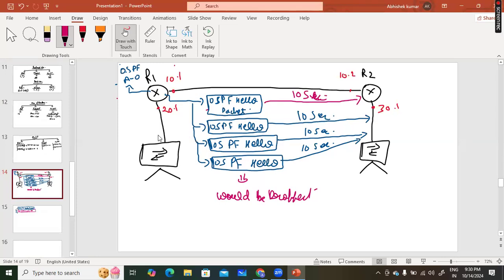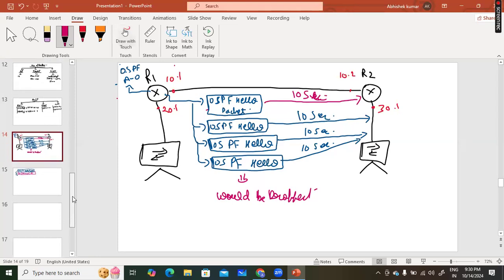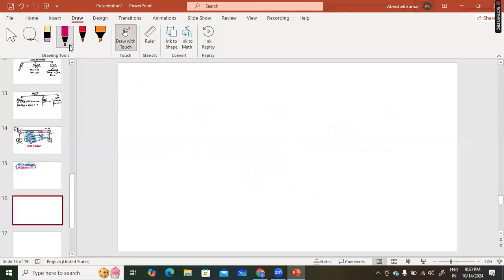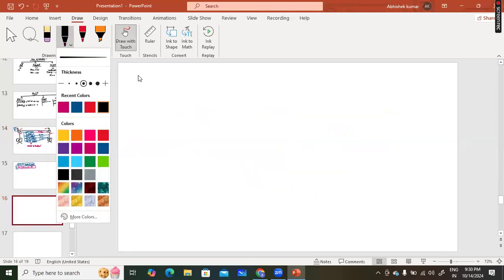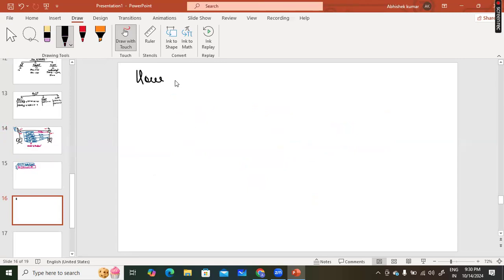Any issues? Okay, nice. Next, we're going to look at how the metric will be calculated by OSPF.